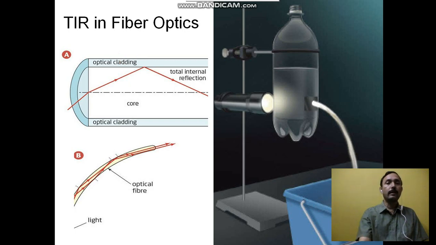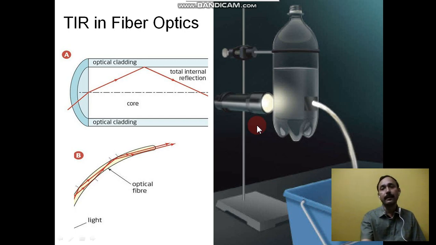Now, when light is coming from the core and falling on the surface of the cladding, then what is happening? It is denser, it is rarer. So when light is incident at more than the critical angle on the surface between the cladding and core, it is suffering total internal reflection. This is how picture B is showing light passing through the cable without escaping from the cable, and it is flowing along this path. So this is the optical fiber.